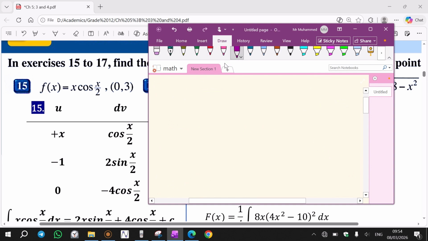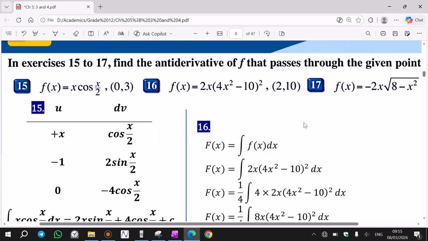Question 15, f'(x) equals x cosine x over 2, and a point is given, and probably you know why this point is given. It's given to help us find the value of c. The question says, find the antiderivative of f.